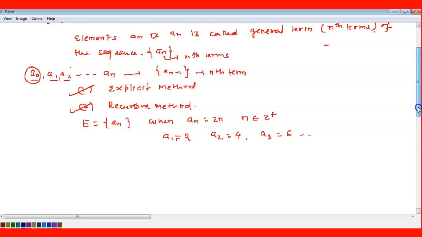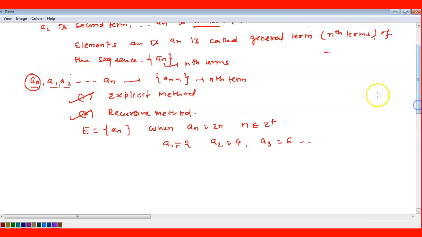Any doubt till here? So in the explicit method, they will give the conditions for n and will give the general term in terms of an.